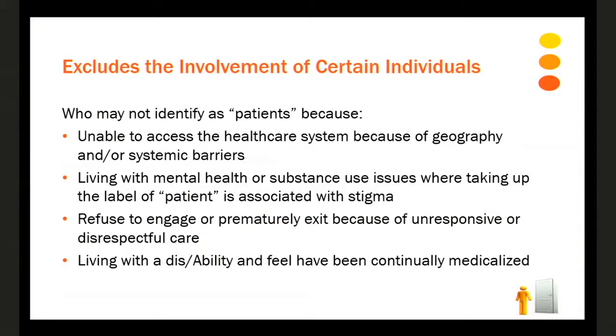We also know that people living with health issues or substance use issues, taking up the label of patient may have associations with stigma, and so people may not really identify as a patient per se. There's also people who refuse to engage the system or prematurely exit because it's unresponsive or disrespectful care. And we also have to think about people who are living with disabilities who often are continually medicalized because they're differently able, so people may not really identify as patients. So we have to keep these things in the back of our mind to make sure that we address all of these barriers when we're going to bring people together, because we want people who also don't identify as patients and we want inclusive practice. So these are important to think about.